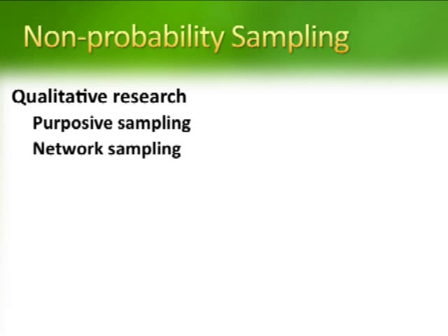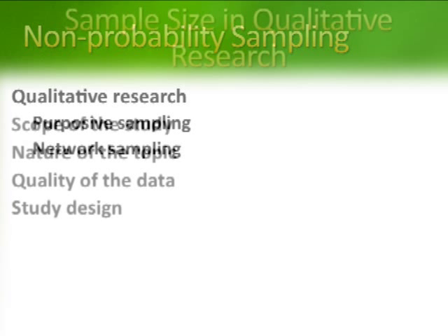Network sampling is using the subjects as a means of finding other subjects with similar characteristics. For example, my colleague may have said to one parent who had a child with spina bifida, "Do you know another parent with a child who has spina bifida who might be interested in my study?" So that's an example of network sampling.